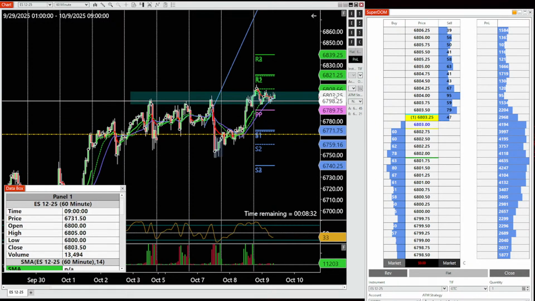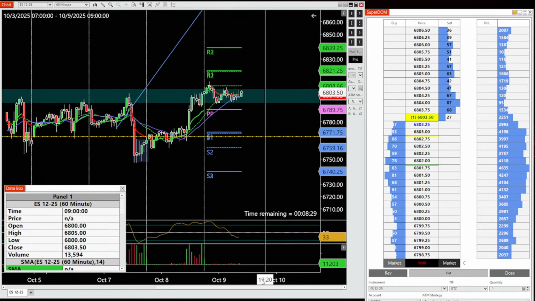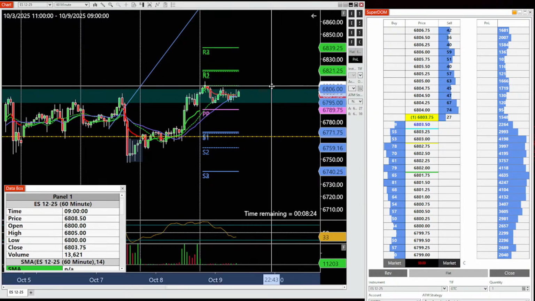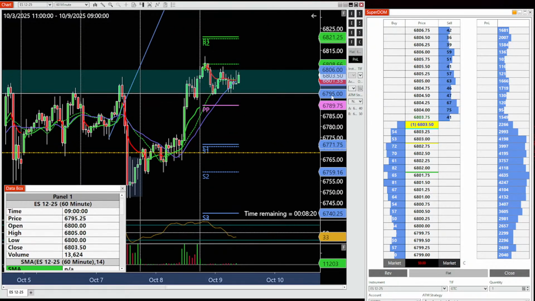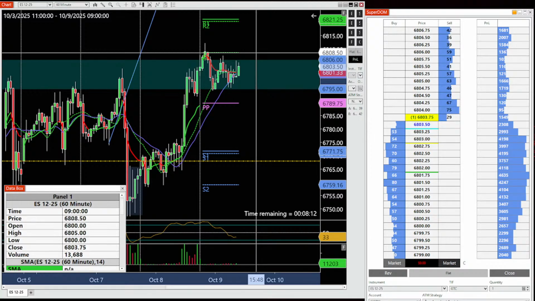So the next resistance pivot is 08. Is this first level here? 08. Can't see it. Let me show you. Here we go. This first pivot right here is 08. First resistance, level 08.